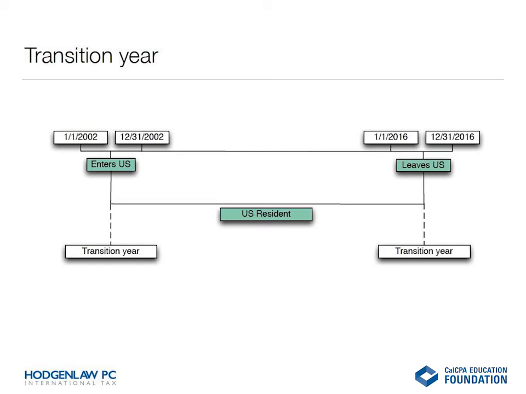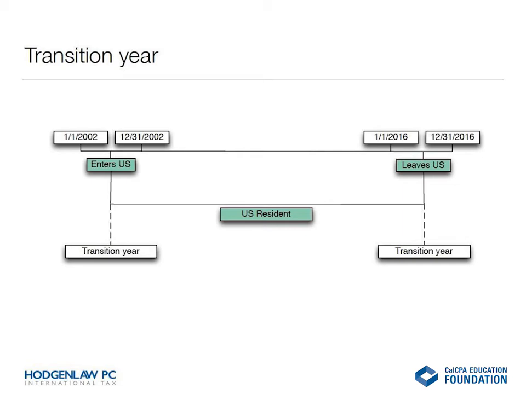So in between those times, if they're spending all their time in the U.S., between entering and leaving the U.S., they're going to be a U.S. tax resident for all that time. But the year that they enter the United States is going to be a transition year, and the year that they leave is also going to be a transition year. By transition year, I just mean that for tax purposes, their residency status changes. In 2002, they become a U.S. resident. In 2016, they stop being a U.S. resident for tax purposes.